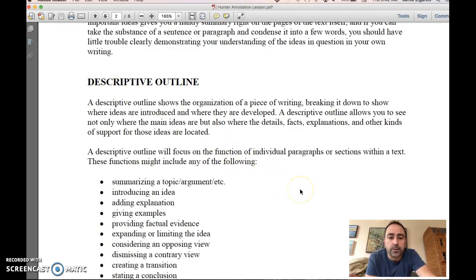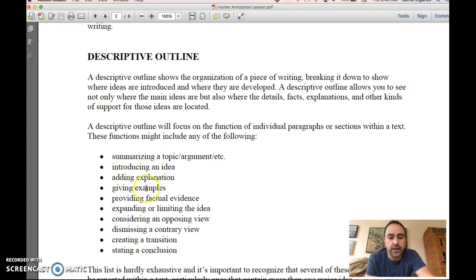And what the descriptive outline shows is the organization of the thing that you're reading. It breaks it down and explains what the purpose is of each paragraph, okay? So you might say, oh, this paragraph is introducing the topic, or this paragraph is giving an example of the main idea, or it's introducing the main idea, or it's considering a counter argument, or stating a conclusion. So they give you a list of the functions that you might put into a descriptive outline, okay?